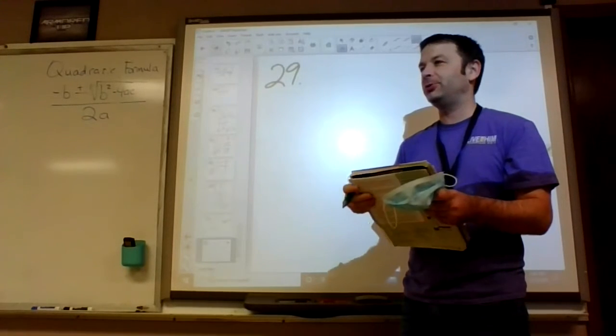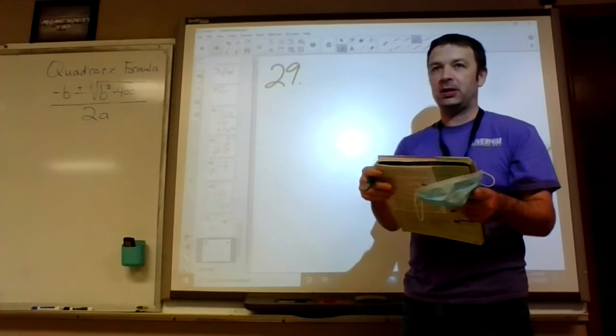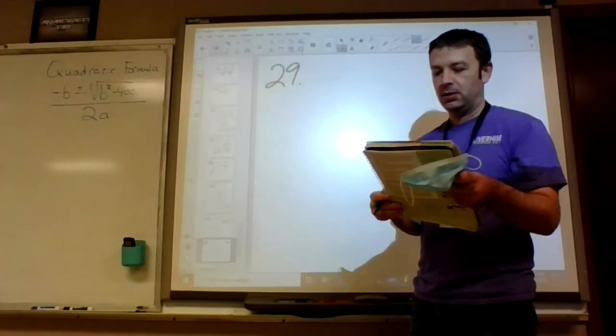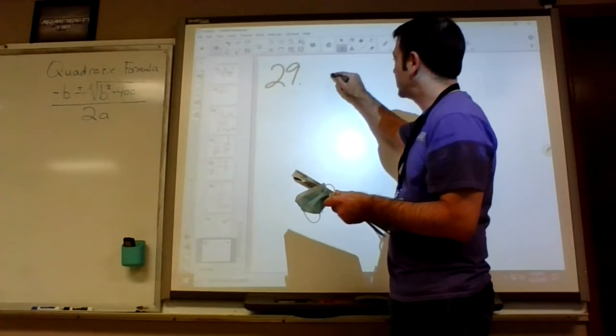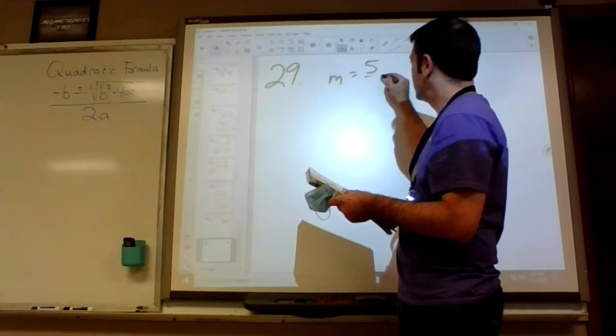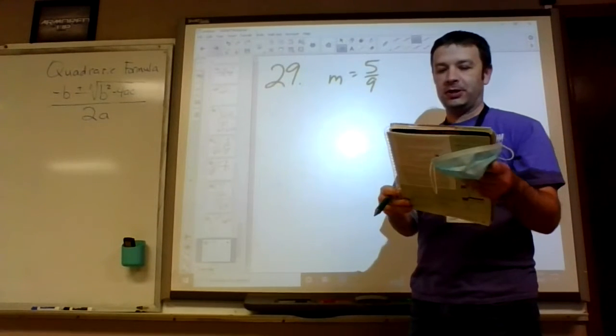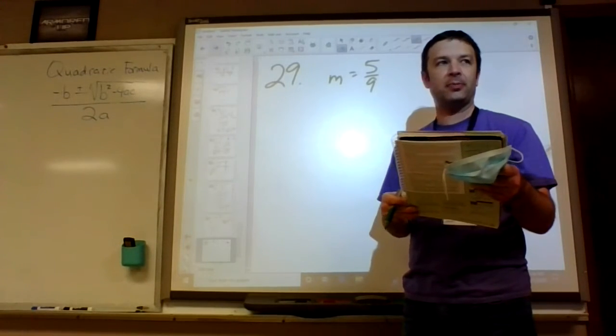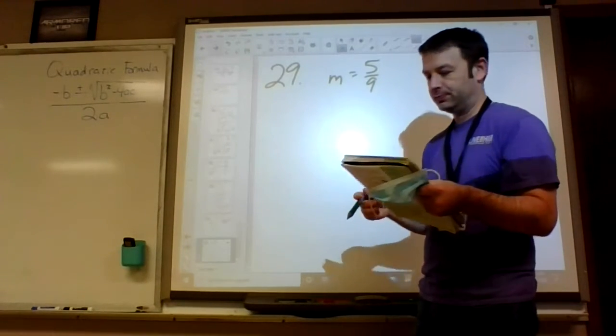Okay, 29. Who wants to try? Who can tell me the slope for the top line? Negative 5 over negative 9, which means it's 5 over 9. Okay. Somebody else tell me the slope for the bottom line on 29. Negative 18.